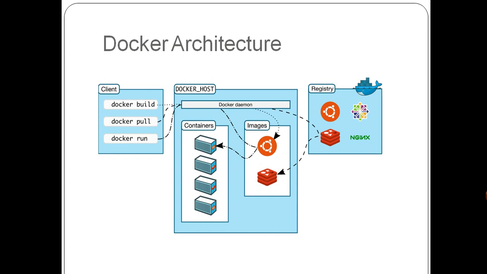Docker registry stores images. Docker Hub is a public registry. Anyone can store their images on Docker Hub. Docker is configured to store images on Docker Hub by default, but you can configure your personal registry.